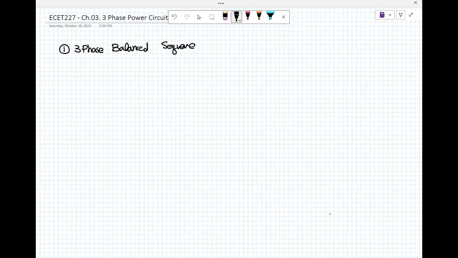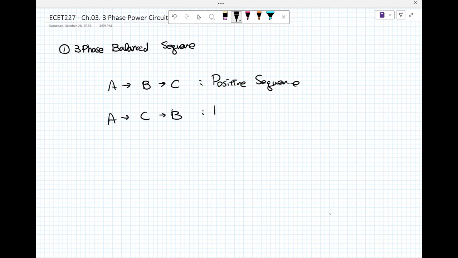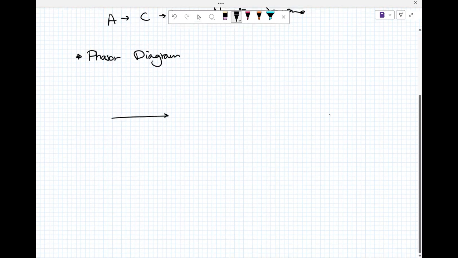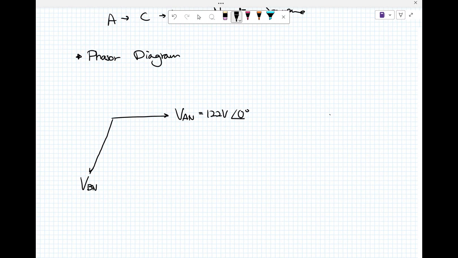Sequence. A, C, B is a sequence. So, the phasor diagram example. Our mass is 0° here. Basically sub Bn.